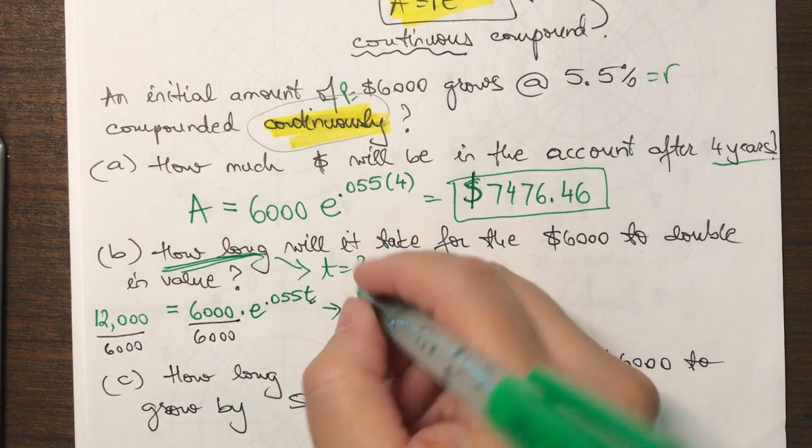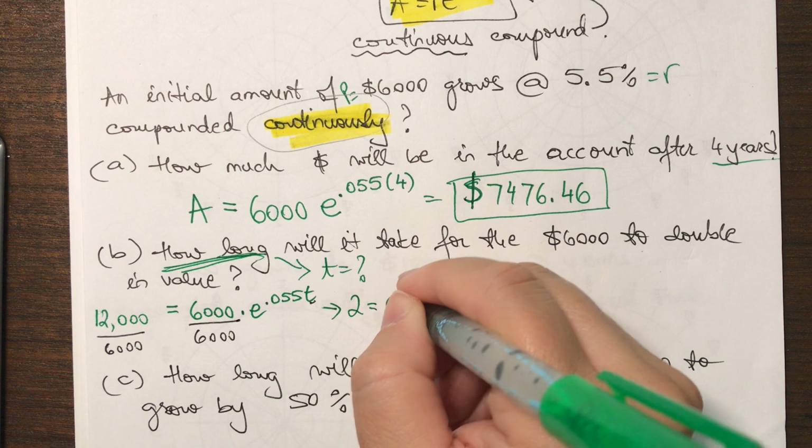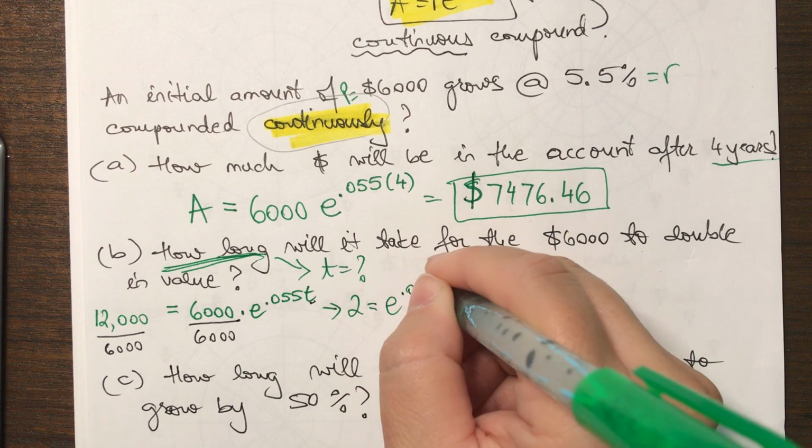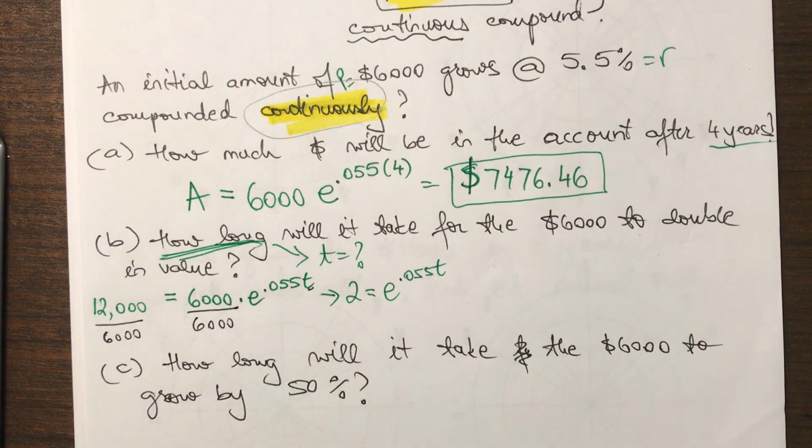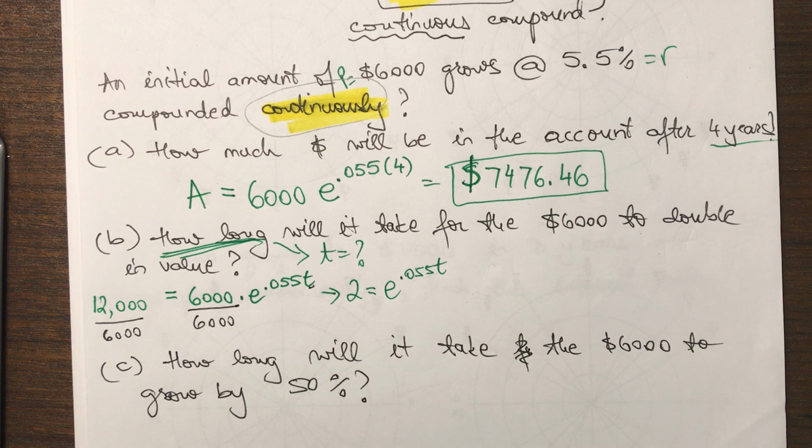And that's going to get me a 2 equals e to the 0.055t. Now, how do I get into that exponent? How do I solve this exponential equation? We just practiced on this, right? Finally, we get to use that.